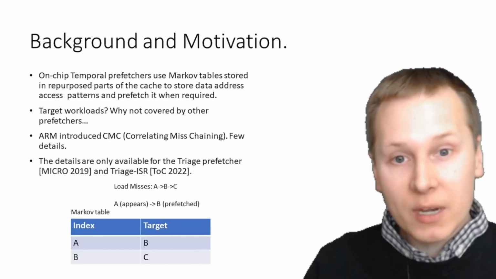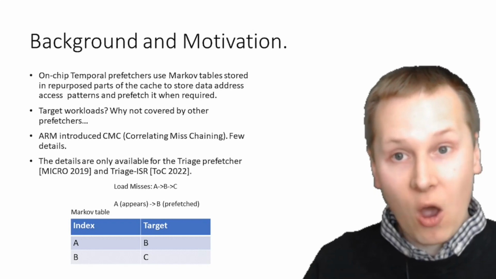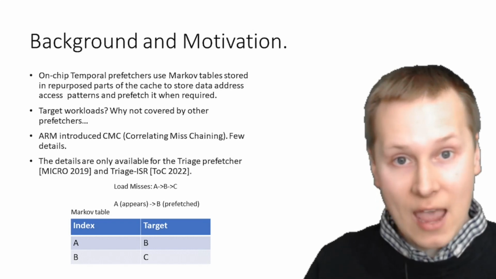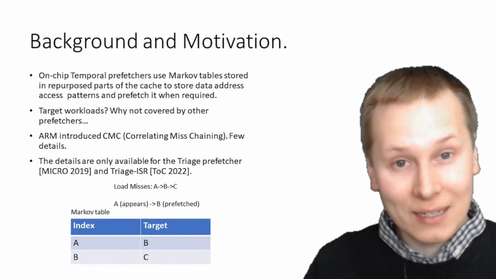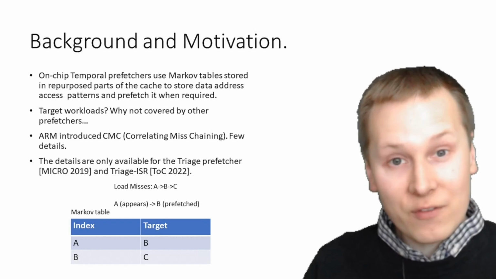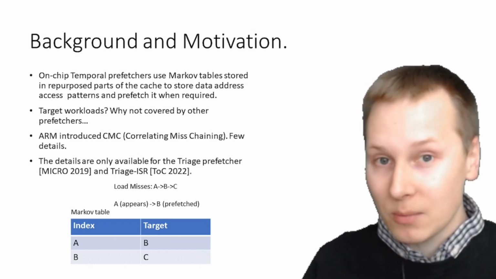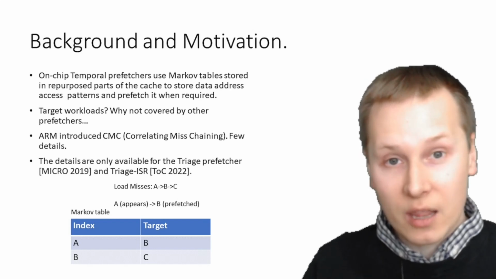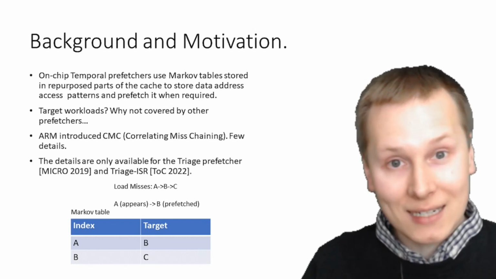Well, there's been a new generation of what we call these on-chip temporal prefetchers. ARM have one in their commercial chips called CMC, Correlated Miss Chaining. There are very few details about it, but it seems to be incredibly inspired by a set of prefetchers called Triage that they first released at Micro 2019 with authors from ARM and UT Austin.